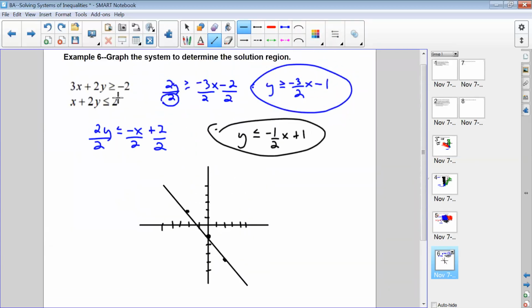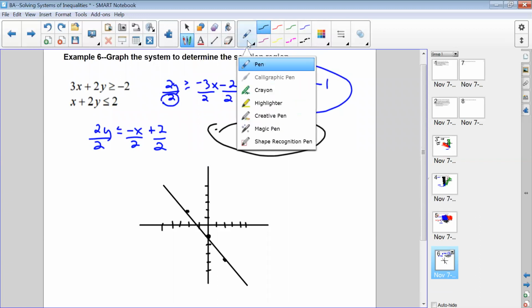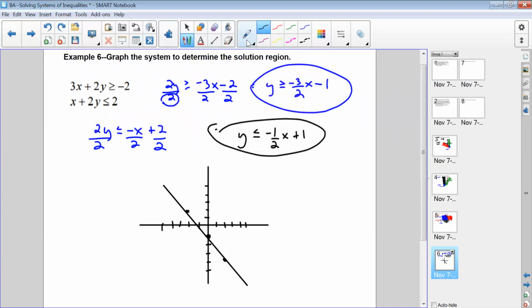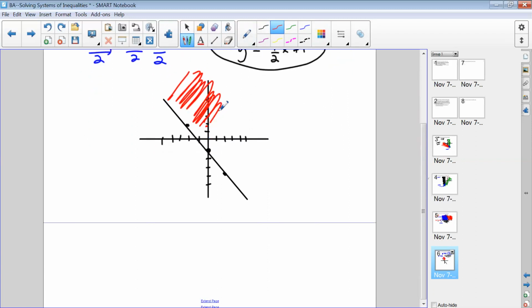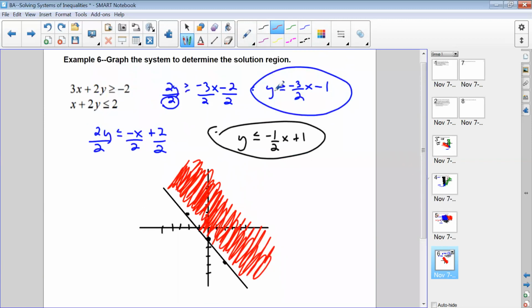And then I want everything greater than. So I want everything to be greater than that. So I'll use red. So all the values greater than this line satisfy this equation. And then now I want to plot this one.